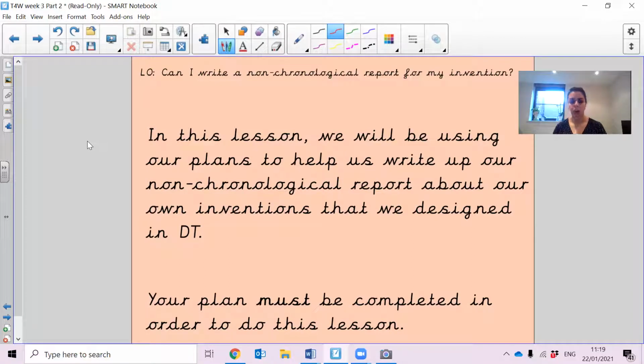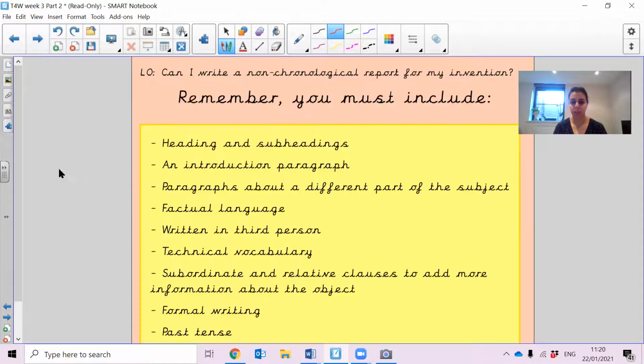If you can remember what my invention was, mine was a massaging mattress. Yours is going to be about what your invention was. I've seen some fantastic ones. I've seen ones with pens that don't run out. I've seen machines that help people do their learning. I've seen cooking robots. I've seen pens that have a lever that doesn't need batteries. I've seen lots of different inventions, flying cars, flying motorbikes, some really good ideas. So we're going to use those plans today to help. And like I said, you need to have your plan completed before you do today's lesson.